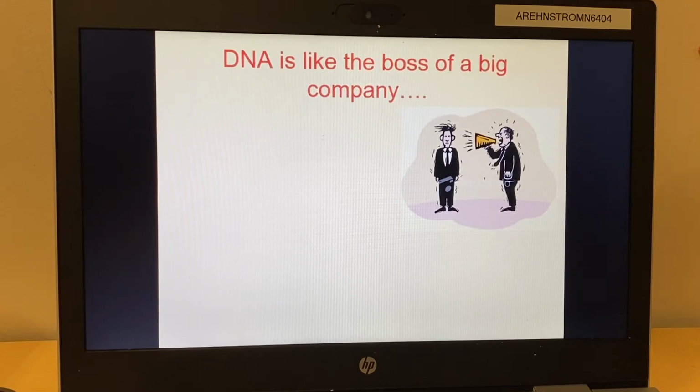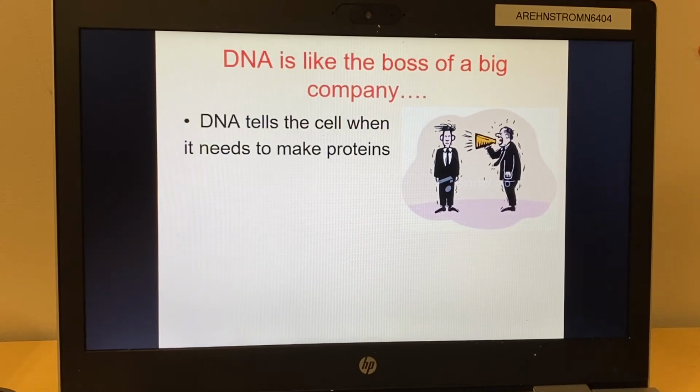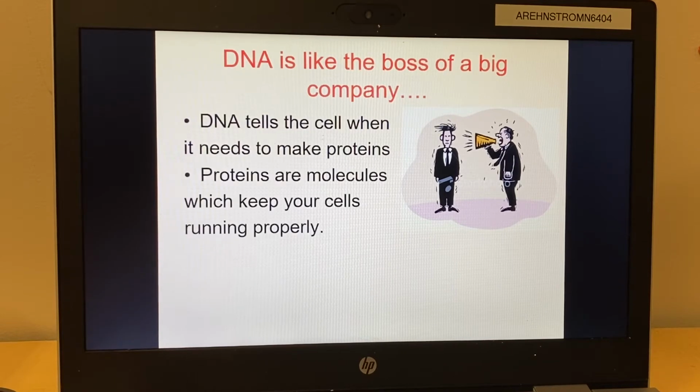So when you think of what DNA does, DNA is really like the boss of a big company, okay? Think of a stereotypical CEO of a company, the big boss guy just yelling instructions at his subordinates. DNA is kind of like that, okay? The only purpose of DNA is to tell the cell when it needs to make proteins and then give the instructions so the cell can then make whatever protein it needs.